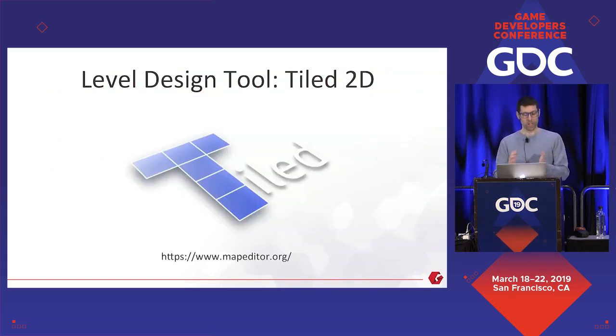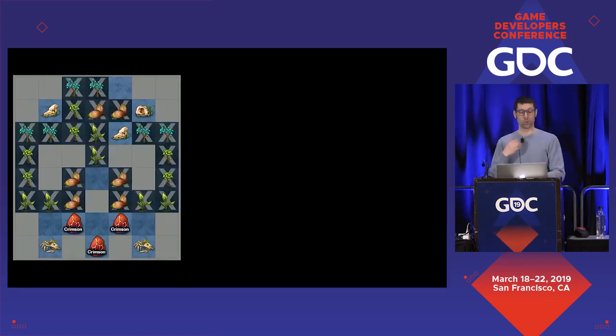For the levels and for camp, we use a tool called Tiled 2D. It's a free, open source 2D tile map editor, and you can find it on the web. It's easy to use and has lots of great features. It lets you focus on the creation of tile-based levels without any of the overhead that you might have trying to build them in a larger engine.